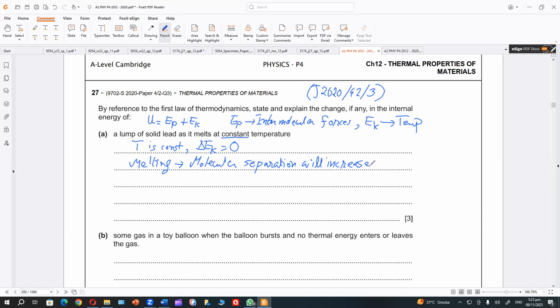So we have mentioned this. So molecular separation increases. If molecular separation is increasing, can you guess what will happen to internal EP? EP will also increase. Potential energy will increase. And by reference to the first law, delta Q is equal to delta U plus delta W.